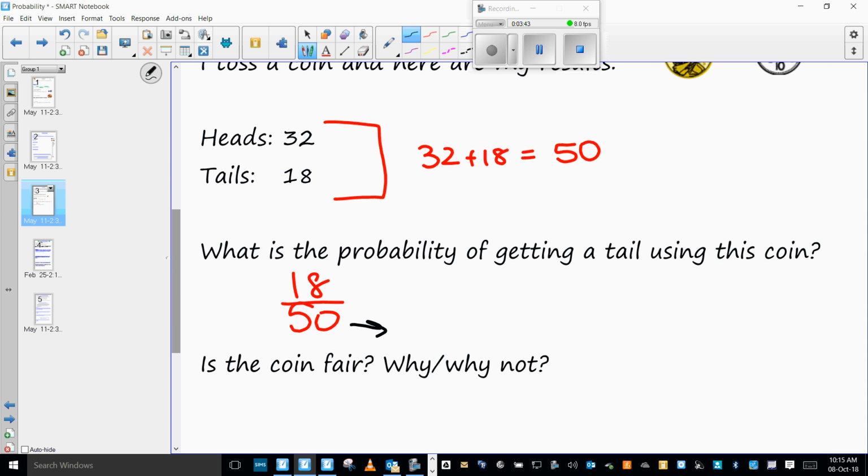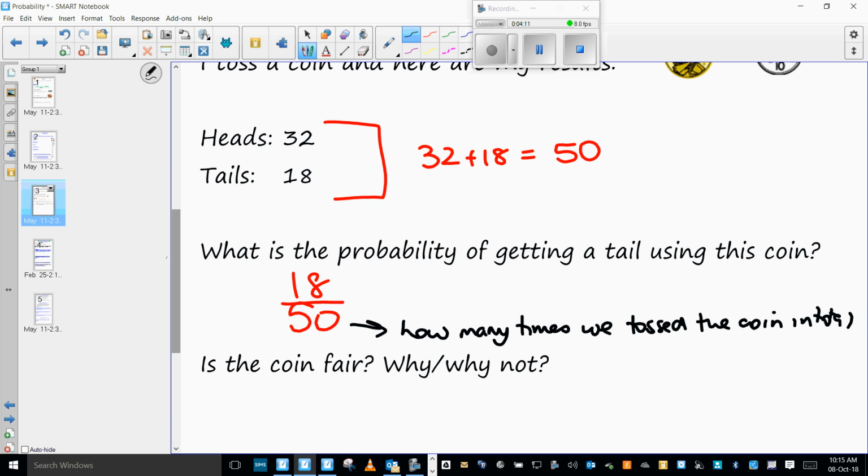So we added them up. Oh, so 50 told us what? What was the information that 50 told us? Georgie? How many times I got. So that was how many times we tossed the coin in total. Yes? So we got that by adding those two numbers together.